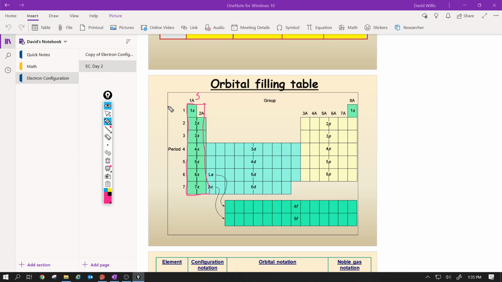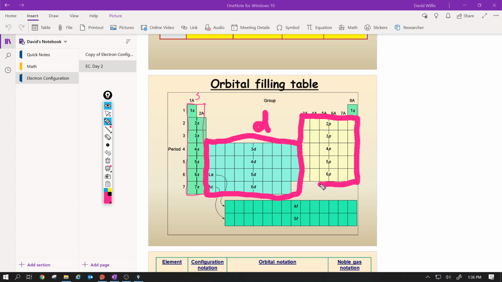Okay, this is your S block. That's your D block. That's a fat D block. That's a P block. It's a fat one. And then that's our F block. Don't forget helium.